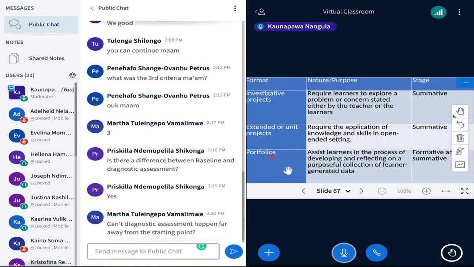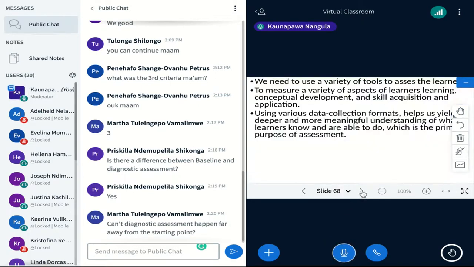And then we've got portfolios. These assist learners in the process of developing and reflecting on a purposeful collection of learner-generated data, which can be at both the formative and summative stage. Okay, and that's what we have there.